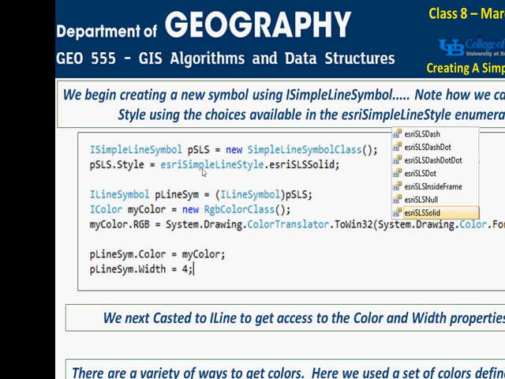You might be defining the line on the outline of a polygon, but not want it visible. No line. So you might pick null in that case. You can pick a dotted line, a dashed line. It's like Morse code here. A dash-dot or dash-dot-dot. We'll stick with solid.